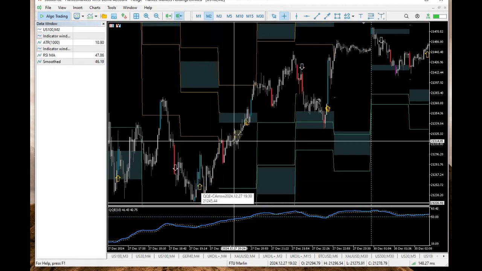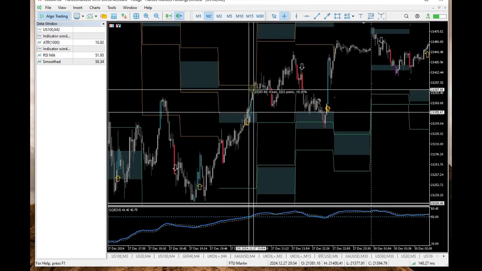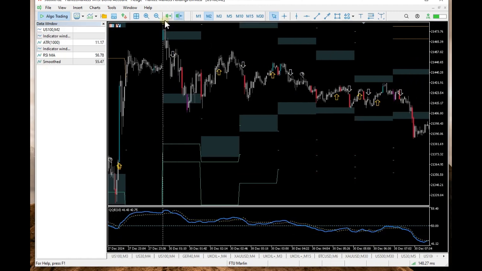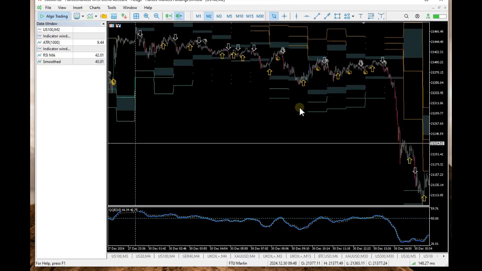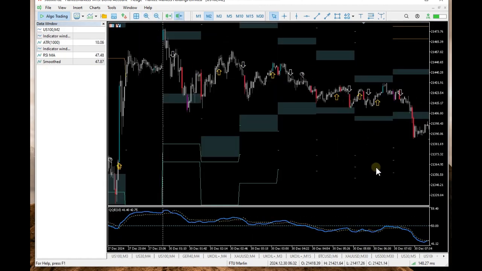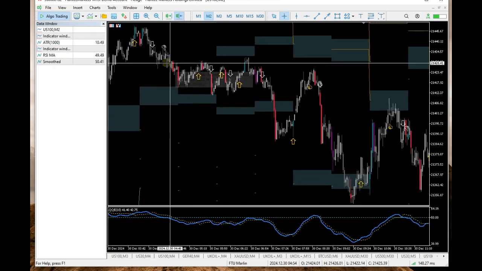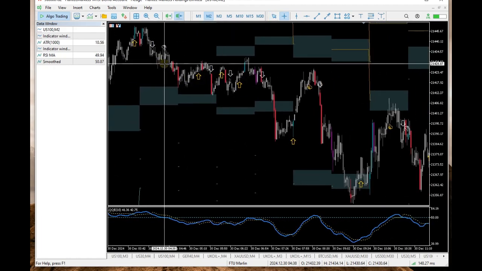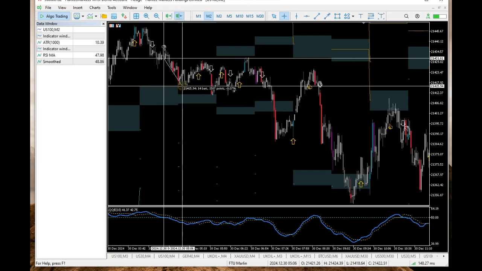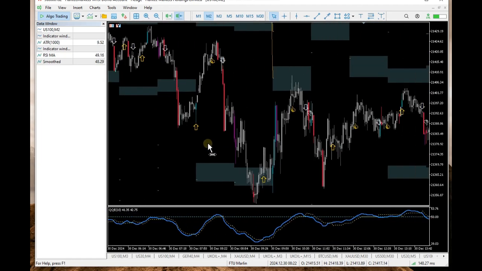Here's the up arrow, waiting for the cross. Yes, you can take it, hit first target. What's it going to do? Nope, comes back and gets you. Okay, new day means you can trade both directions. This might be too early for some. But that would be a win.